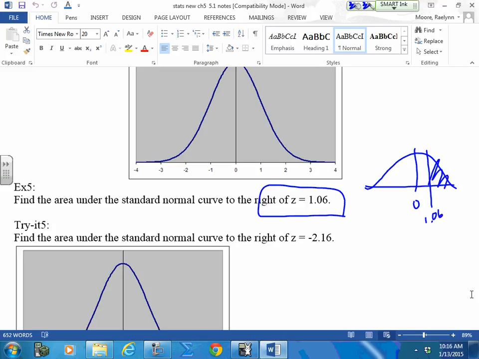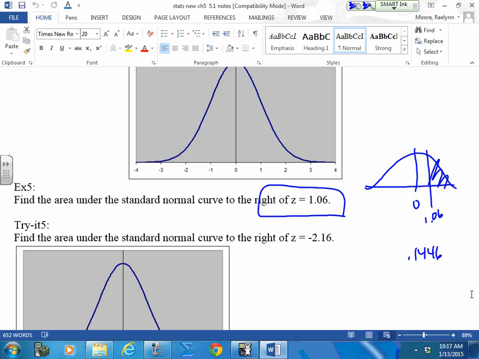So now, could my area be more than 50% or less than 50%? Less than 50%. So when I look it up on my table and it's more than 50%, what does it say I have to do? Subtract from 1. The sketch will help you. I look up 1.06. Hey, that says more than 50%. Oh yeah, I have to subtract from 1. 0.1446.